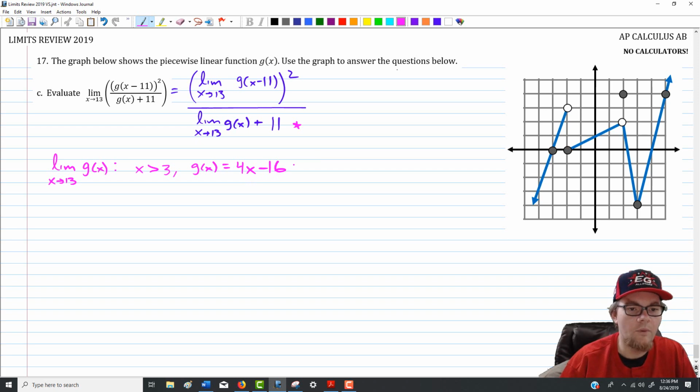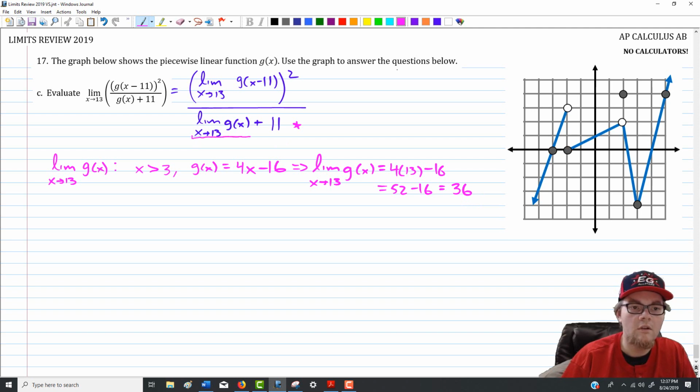So given that, if we want to evaluate the limit as x approaches 13 of g of x, it's just going to be using direct substitution. 4 times 13 minus 16. That's 52 minus 16, which is equal to 36. So this portion right here, we can see has to be 36.